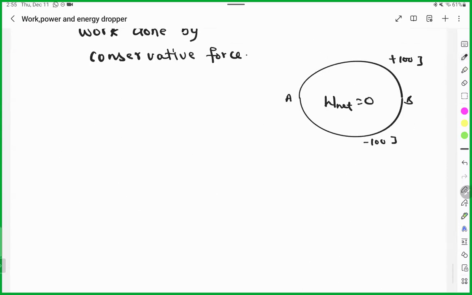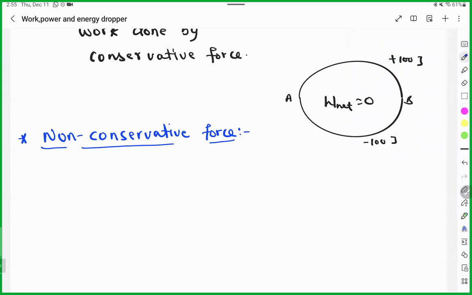Okay. Move to the next part, non-conservative force. Now you can imagine what will be the definition. Sania, what will be the definition of non-conservative force? Sir, it does not depend on the initial and final position. It does depend on initial and final position, but it also depends upon the path followed. In case of conservative force, it does not depend upon the path followed. Okay, so this is non-conservative force.